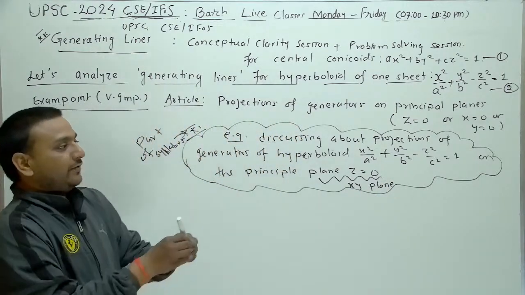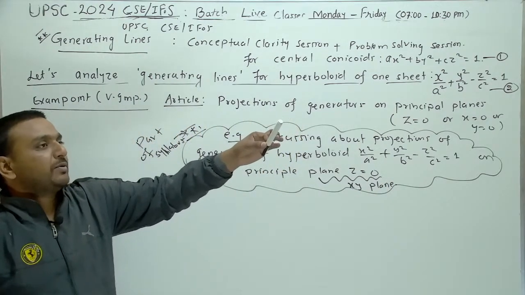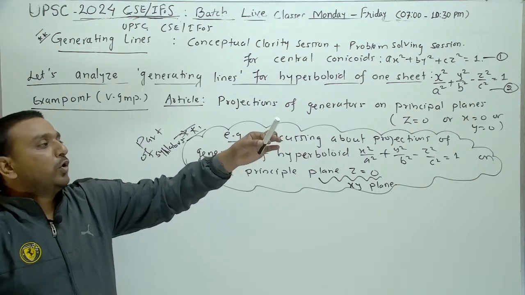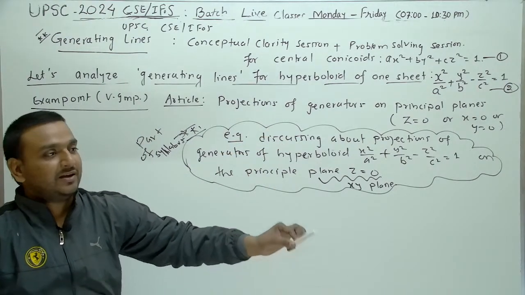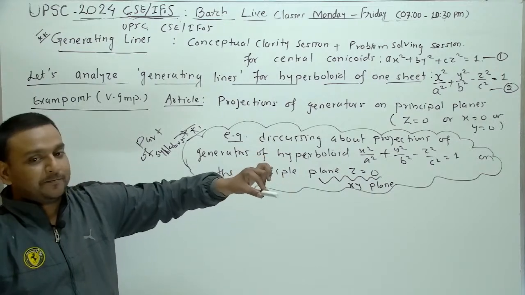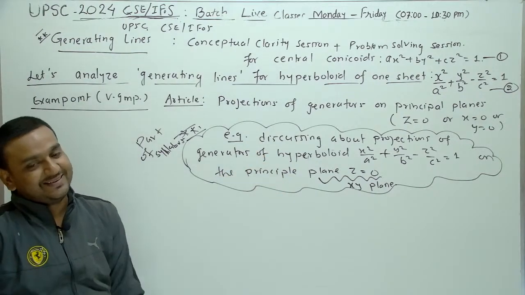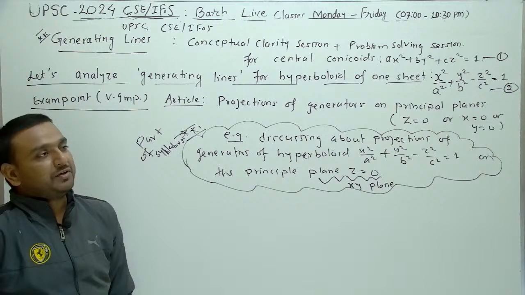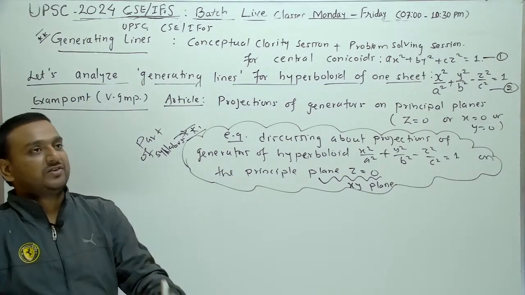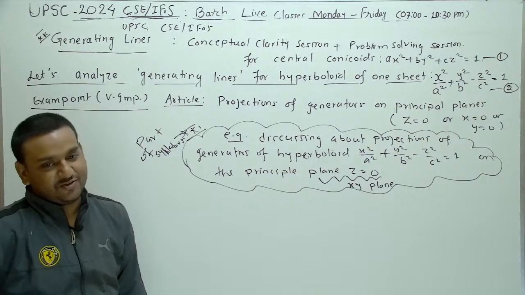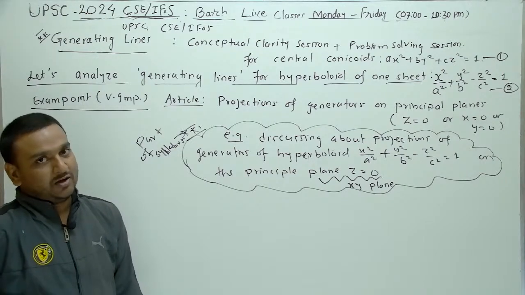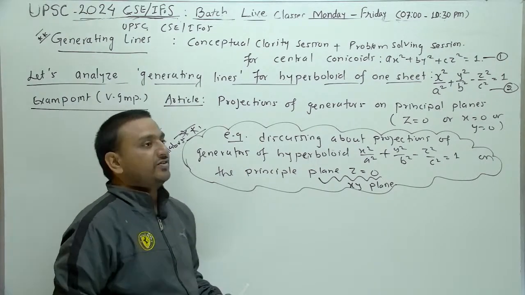So let's say this is a generating line of the hyperboloid of one sheet. I want the projection of this line on the xy plane. So I want this length, the shadow. About projection we already had the information from chapter 1, that is direction cosines and direction ratios. Clear or not? So now we are interested in that.